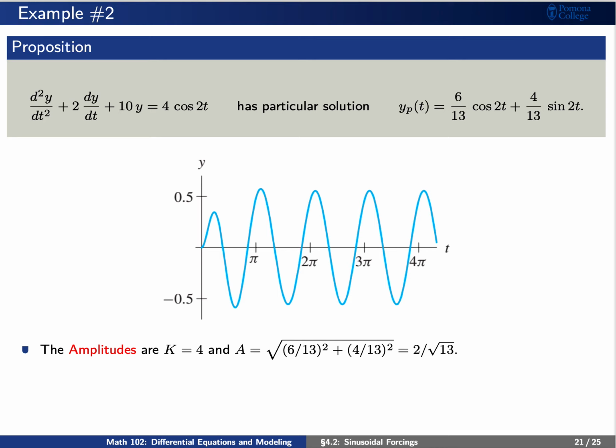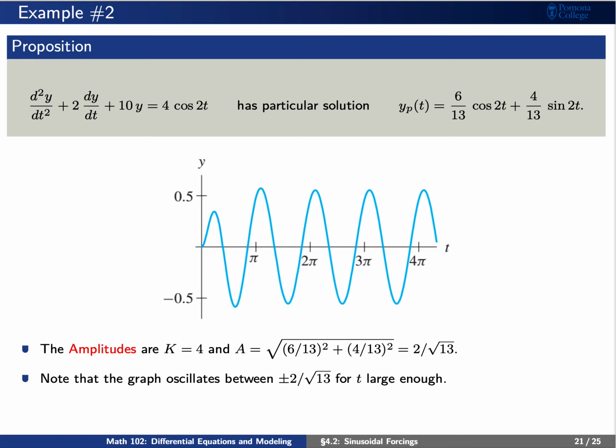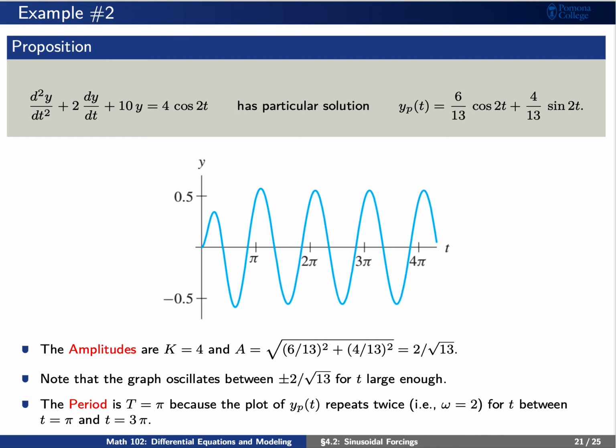Since the square root of 13 is just less than 4, then we see the capital A is just above 0.5. You can actually see here on the screen that the graph oscillates between plus or minus roughly 0.5 for t large enough. Notice that it doesn't even matter what our initial value of our solution is, that eventually all of our solutions behave like y sub p, which is just the graph here that's a periodic function. Finally, notice that the period capital T is pi because the plot of y sub p repeats twice, that is omega equals 2, for t between pi and 3 pi.